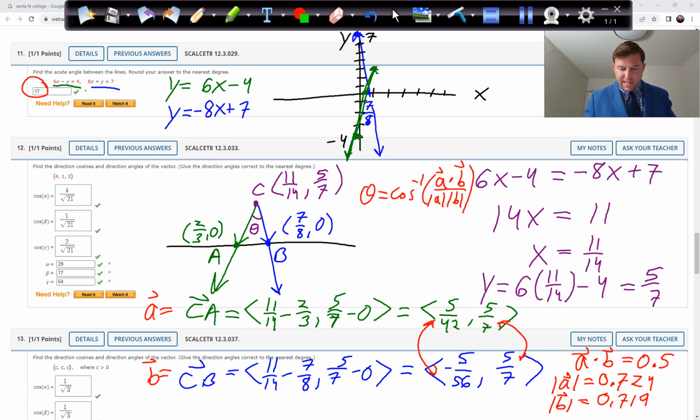So you can kind of see it in here. I mean, I did draw this to scale. This is not that big of an angle, so that's about 17 degrees. Okay, that's problem 11.